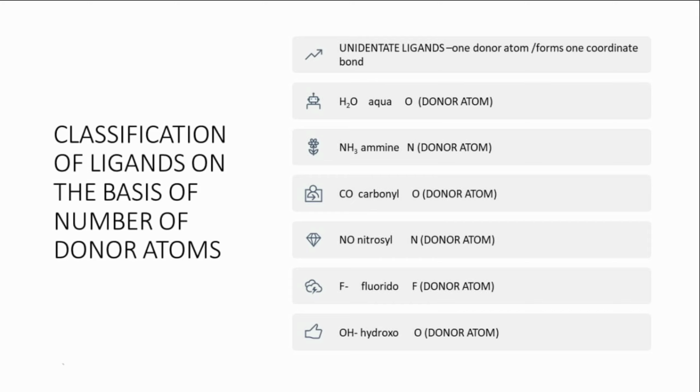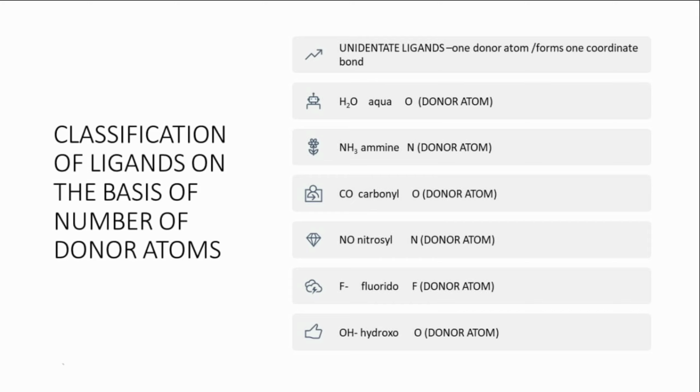Now, what is a unidentate ligand? They are those ligands which possess one donor atom and can form only one coordinate bond with a central metal atom or ion. Such ligands can attach themselves to the central metal through one point only. For example, H2O, it coordinates through oxygen. NH3, it coordinates through nitrogen. Carbonyl, it coordinates through carbon.